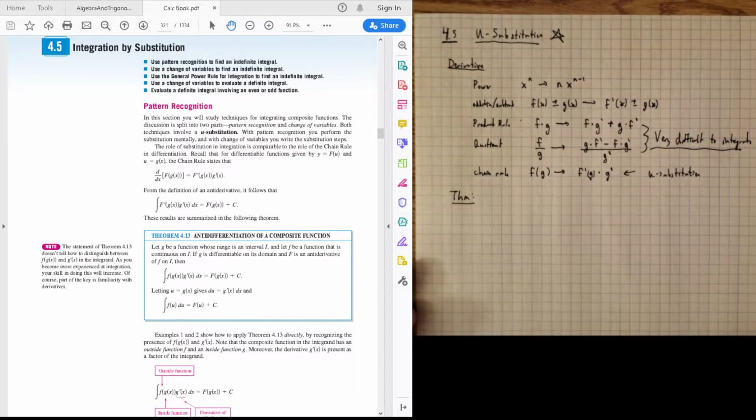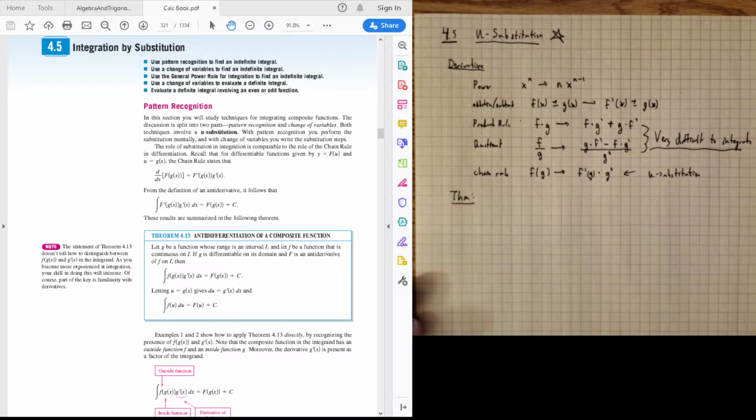Let g be a function whose range is an interval I, and let f be a function that is continuous on I. So in other words, g needs to be a function that has defined values, called an interval, and let f be continuous on the interval. So there can't be any gaps in f on that interval. There could potentially be gaps in g, okay? But there can't be any in f, because f is the one that's going to be doing a lot of the playmaking. Now, if g is differentiable on its domain, and f is an antiderivative on I, then this process is true.